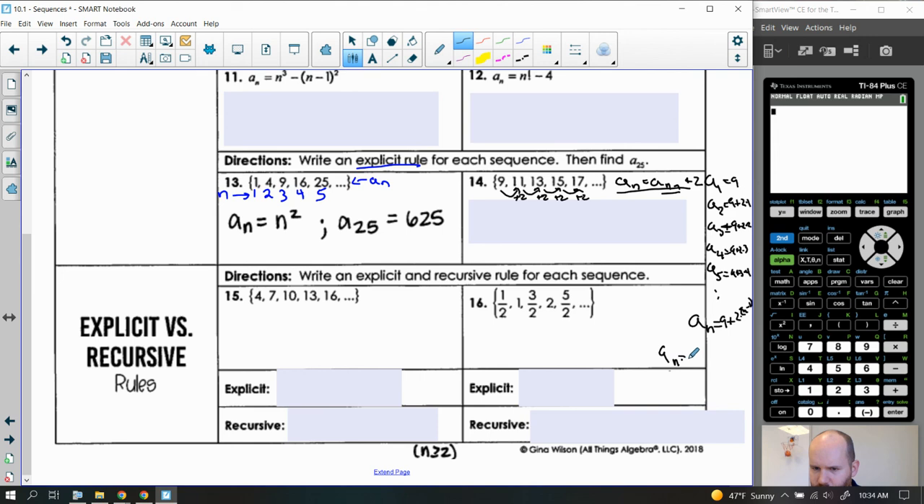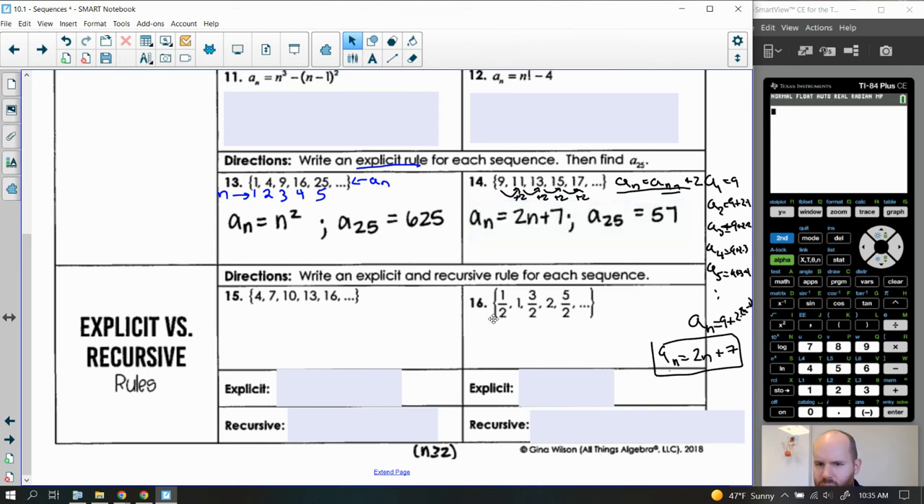And I can simplify that a little bit. If I distribute that 2, 2 times n is 2n, and 2 times negative 1 is minus 2, plus 9 would be plus 7. So any term in this sequence I would expect to be written as 2n plus 7, and if I double check my reasoning, once I have that explicit formula, I could plug in 25 and I can get that term.